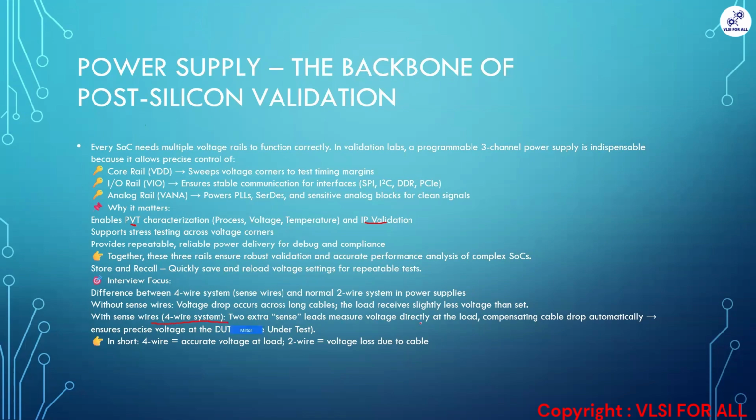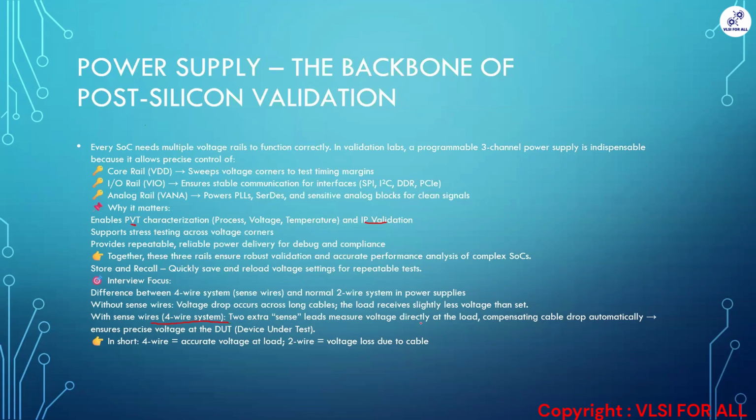The voltage is sensed directly at the load, compensating the cable drop. There won't be any cable drop then. There won't be any cable resistance. So whatever voltage we set in the power supply, we can get the same precise voltage on the DUT, SOC, validation board.